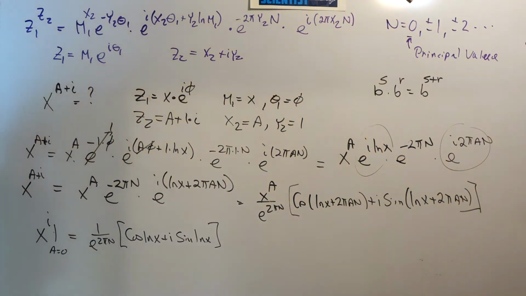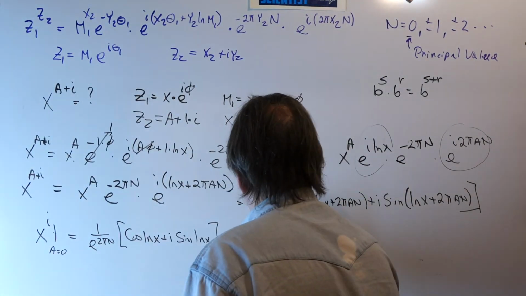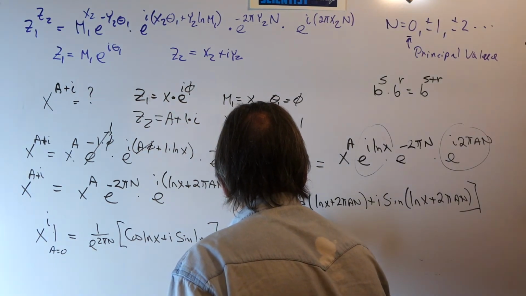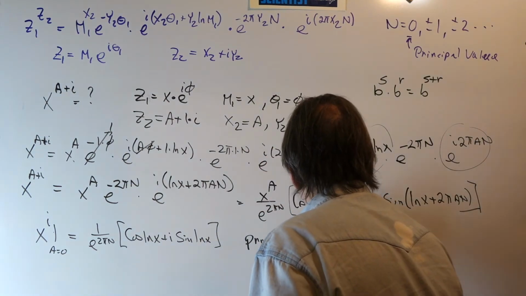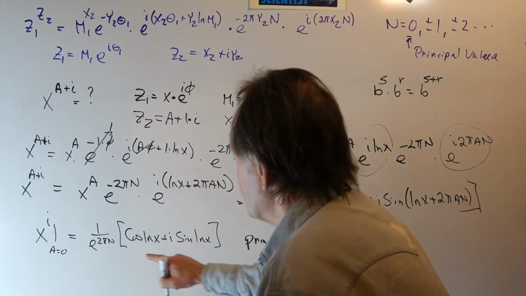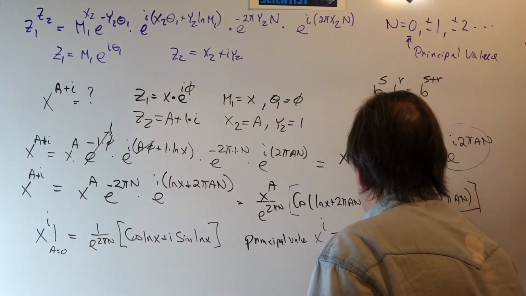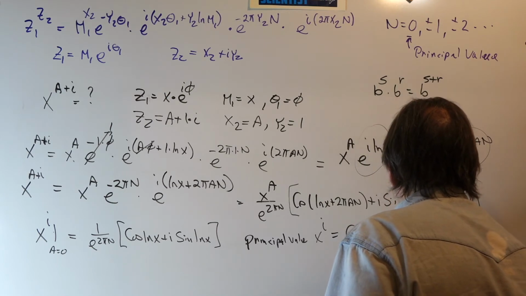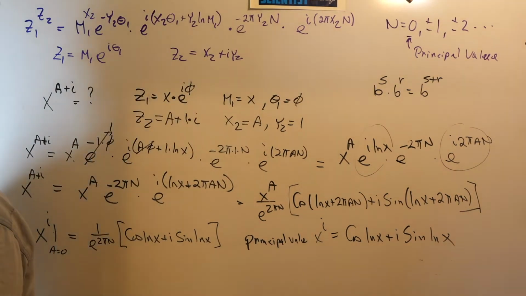Now, when n is equal to 0, we get the principal value. So the principal value of x to the I, when n is 0, we get e to the 0, so that becomes 1. So it's just the cosine of the natural log of x plus I times the sine of the natural log of x. So that's the base value.